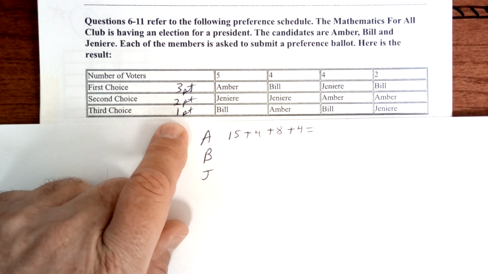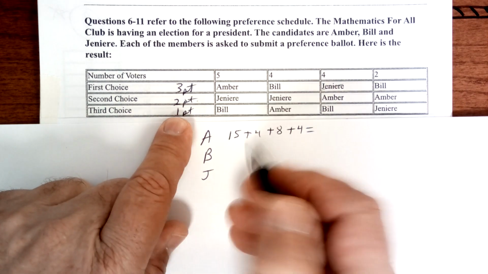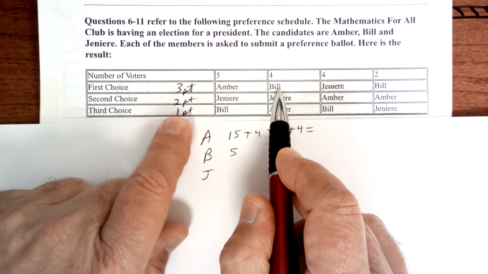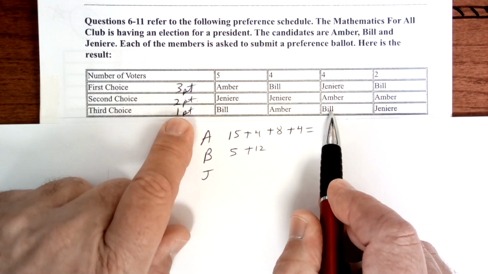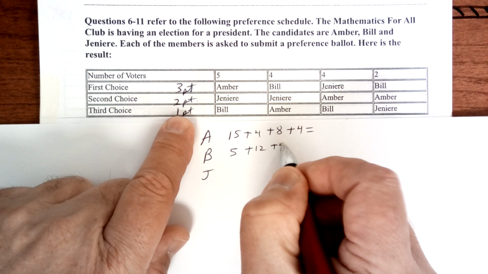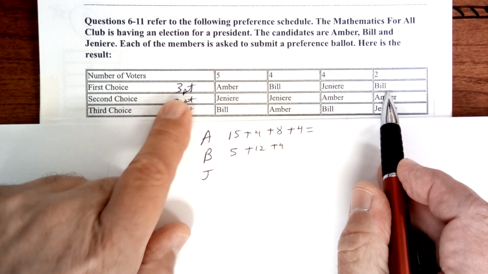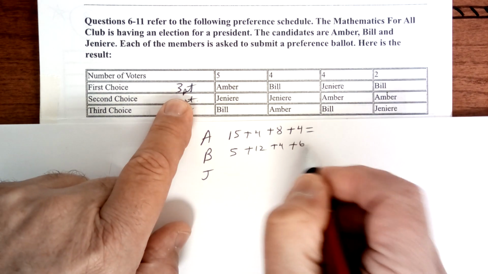Bill has 1 point. 1 times 5 is 5. Bill, 3 points. 3 times 4 is 12. Bill, 1 point. 1 times 4 is 4. And Bill, 3 points. 3 times 2 is 6. Again, we'll add it up in a minute.